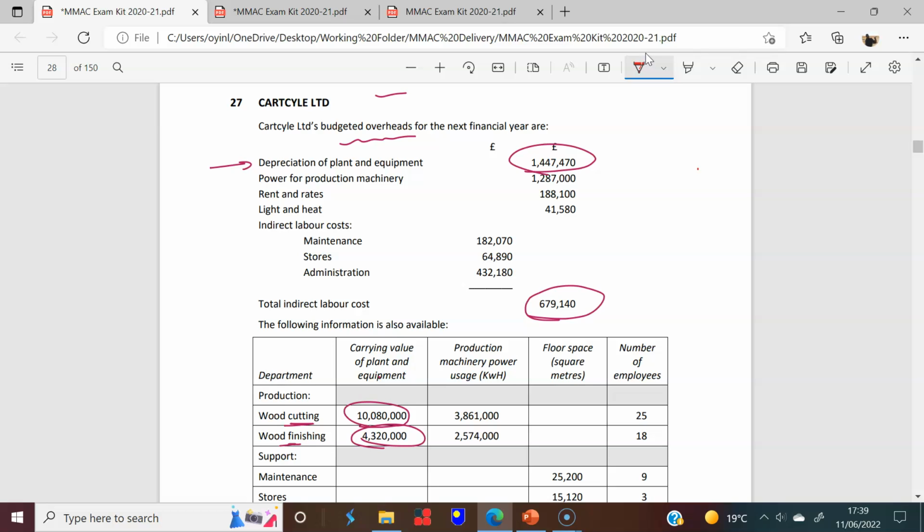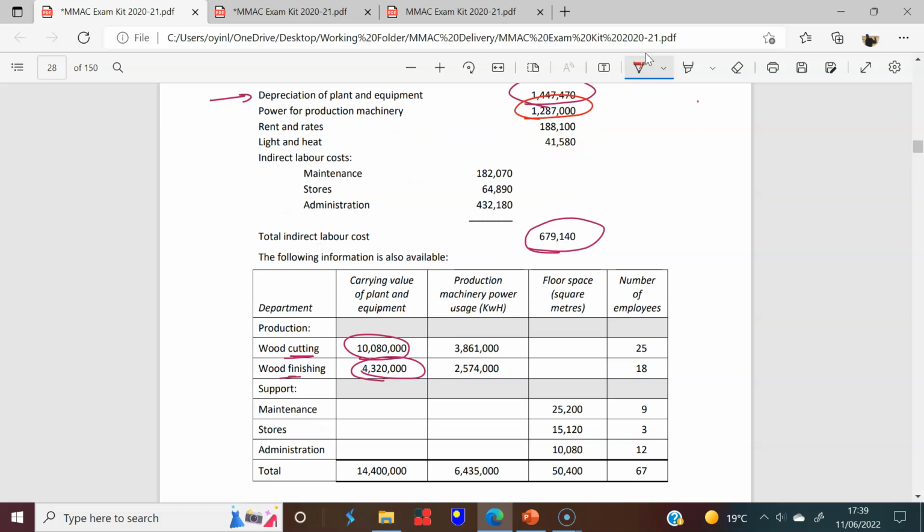Same thing here. We're saying that, well, for power, this cost here, 1287, really, it seems that only wood cutting and wood finishing seem to be responsible or have generated this overhead. So let's split this overhead based on the machinery, the usage, so to speak. These are the kilowatt hours in terms of the usage.